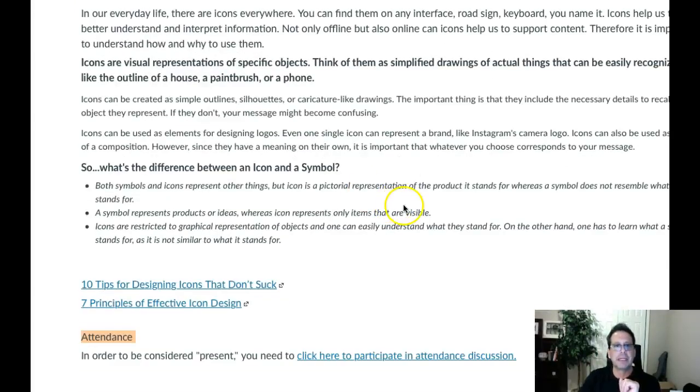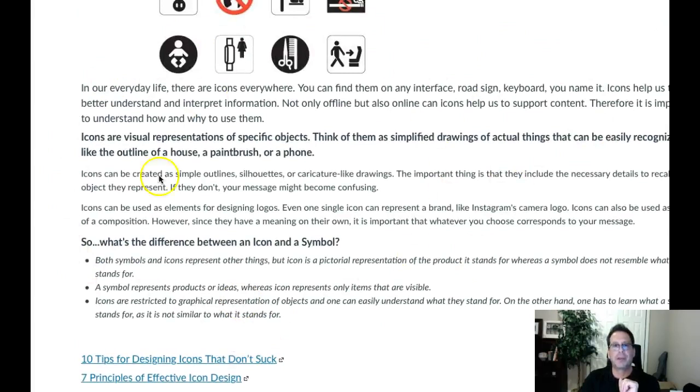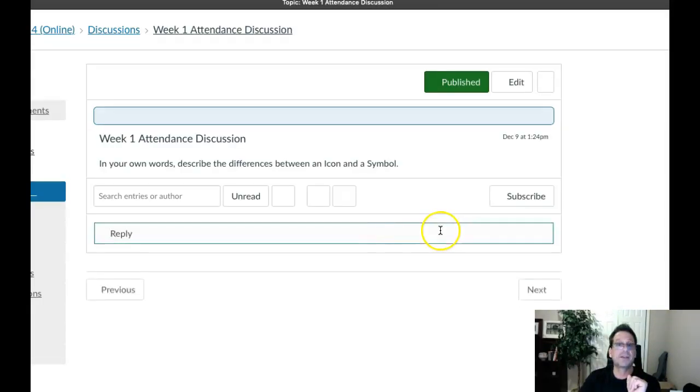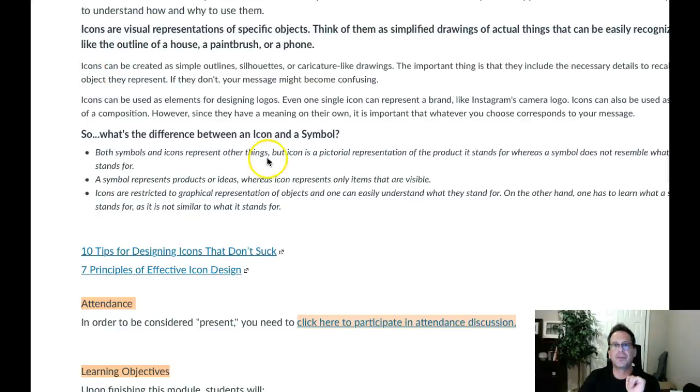Okay, moving on. Here you have 10 tips for designing icons. And then you also have 7 principles of effective icon design. Now, here's a little bit about the difference between symbols and icons. And our attendance question this week, guys, if you click that, and don't forget to participate in the attendance discussion. I'm going to open that in a new window so I don't lose my place. That attendance discussion is pretty easy. In your own words, describe the differences between an icon and a symbol. Please don't use the words. Do this in your own words.